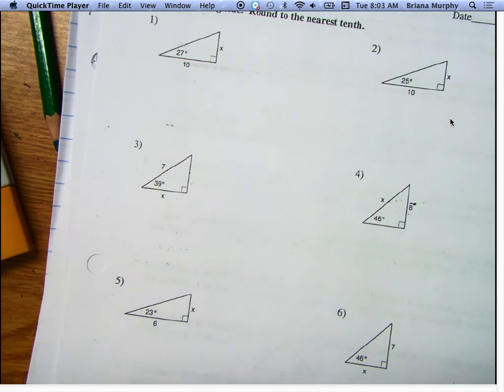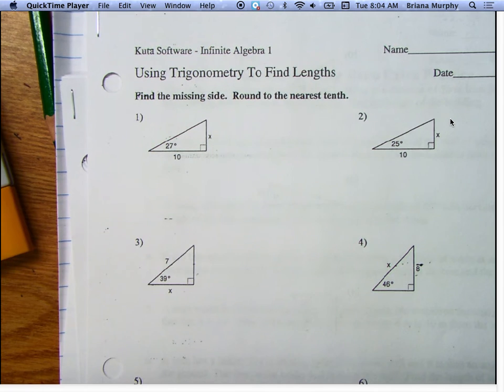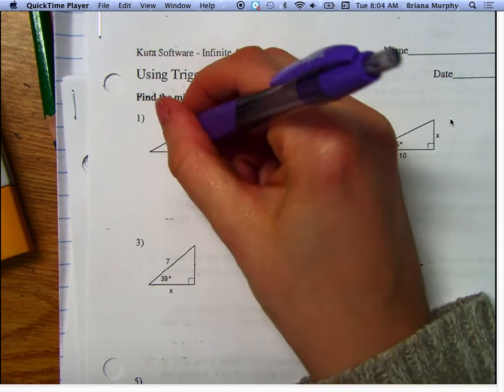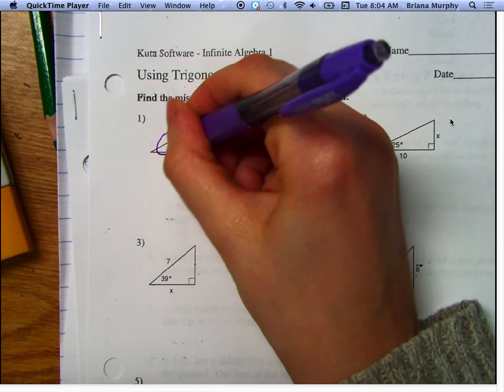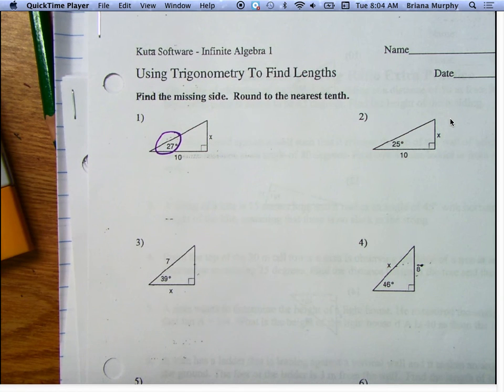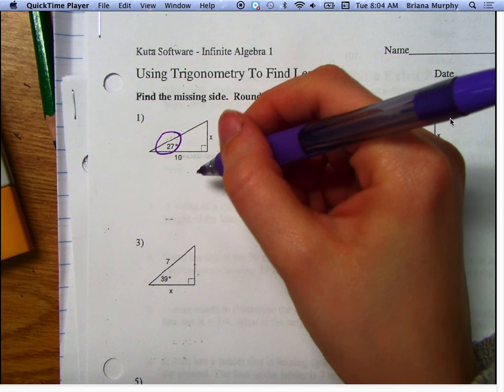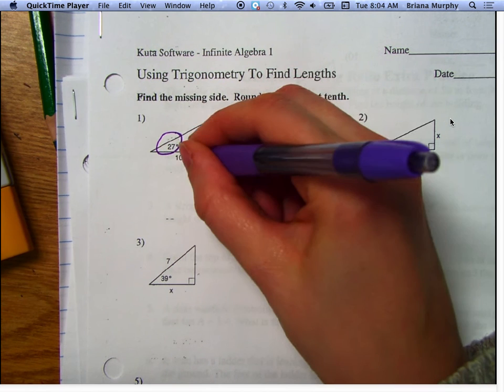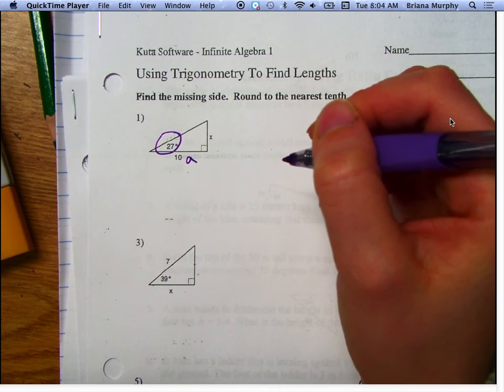So why don't we just start with number 1? What's the first thing we do, guys? Do we remember these steps? Circle the degree. Then what? Label the sides. What sides? All 3 sides? Or what? The sides that have something by it, right? So what is 10 to 27? It's the adjacent. What's x to 27? Opposite.